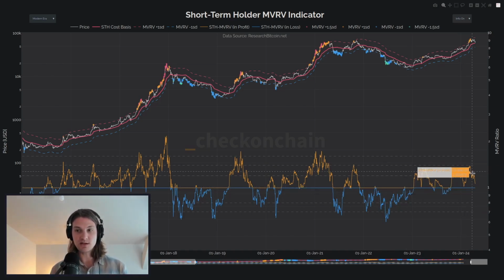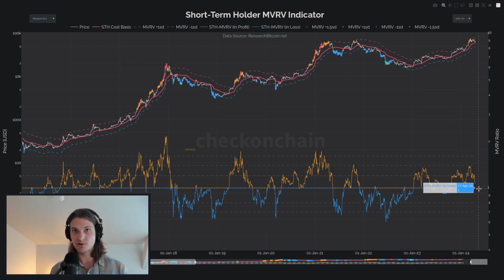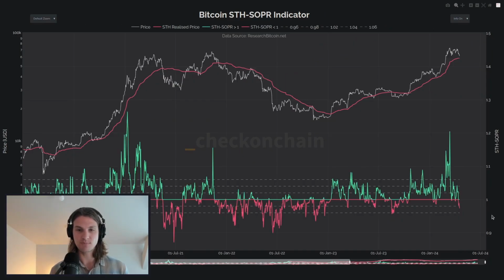So at this point in time, if we assume that this is a resilient uptrend, we should expect the short-term holder cost basis to hold somewhere in that $58,000, $59,000 region. We would like to see even a bit of an undercut. That's good, but we want to see a swift recovery.